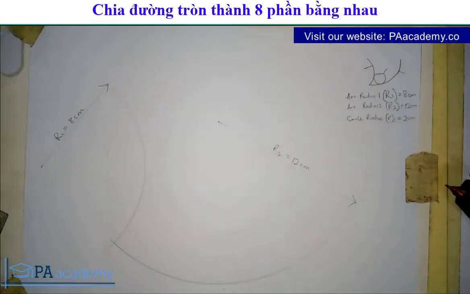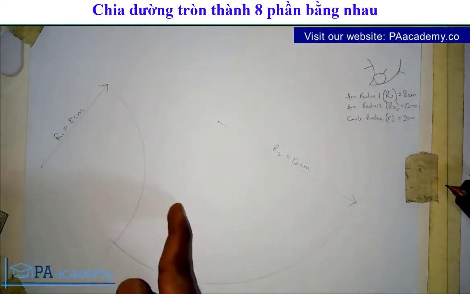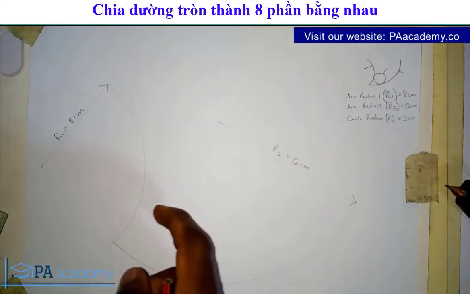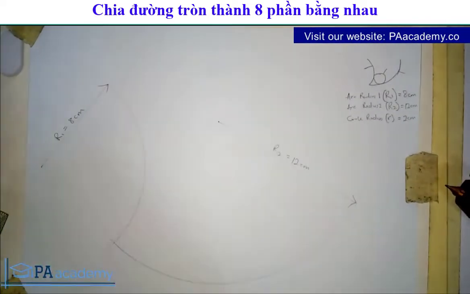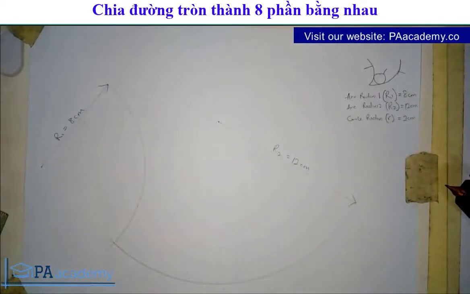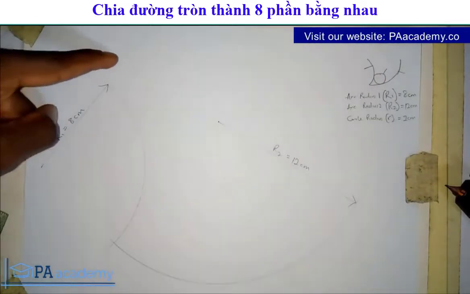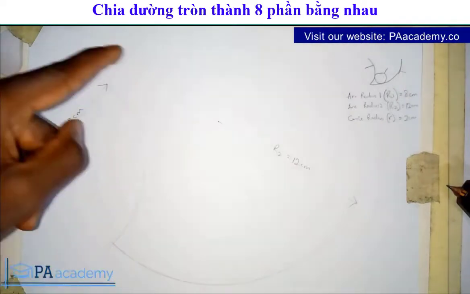So the next thing we want to do now is to get the center of the circle. Now the circle is going to be here. It's going to be touching this arc and it's also going to be touching this arc. So what we want to do now is to get the center of the circle. And in order to do that, let's start with this first arc. So what we'll do is we are going to draw another arc that will come right after this arc to the right.